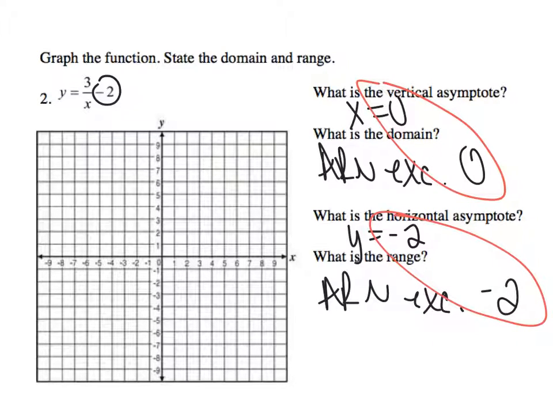So when I go ahead and make my asymptotes, I'm going to be at vertical at x equals 0. My horizontal is at y equals -2. And my numerator 3 here is positive, so I'm going to be in quadrants 1 and 3.